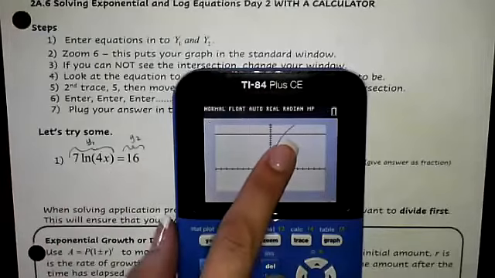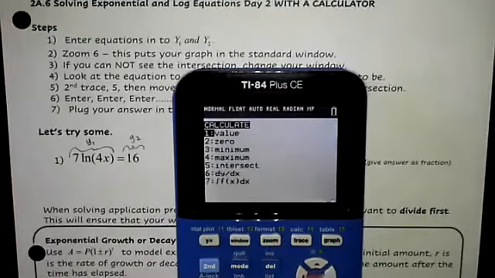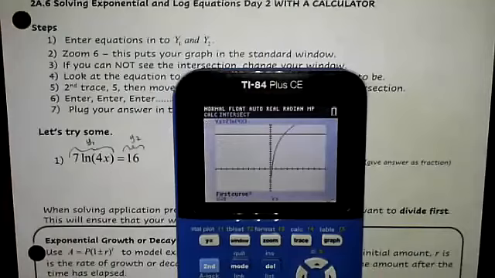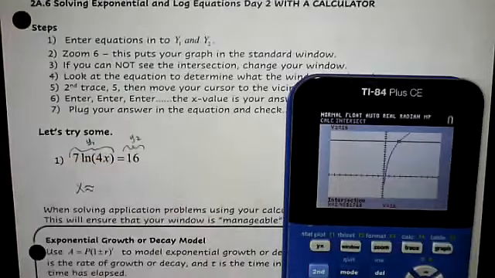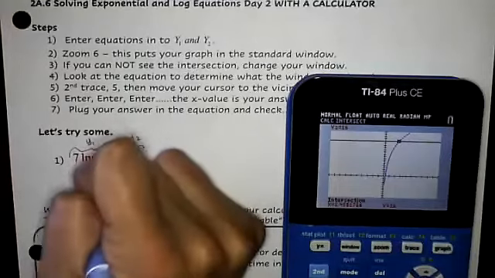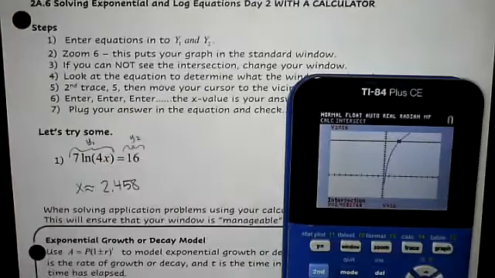This point of intersection is our solution. So we hit second, trace, intersect, enter, enter, enter. And there it is at 2.458. Remember, we do keep three decimals. So we would say x is approximately 2.458. And there is our solution.